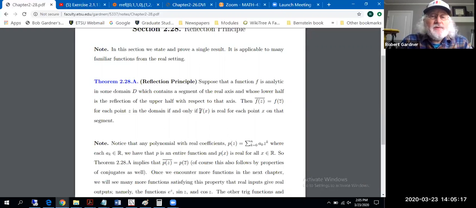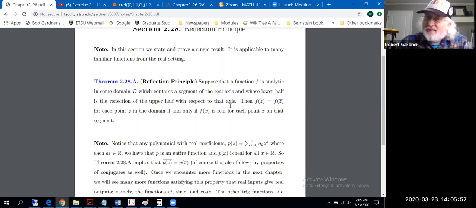Now, the stuff about domain D, domain's an open connected set. So we've got an open connected set which contains a segment of the real axis, so it intersects the real axis in some segment, and it's got a symmetry with respect to the real axis. The domain has a lower half that is a reflection of the upper half with respect to the real axis. So a disk with its diameter lying along the real axis would be an example of such a domain.